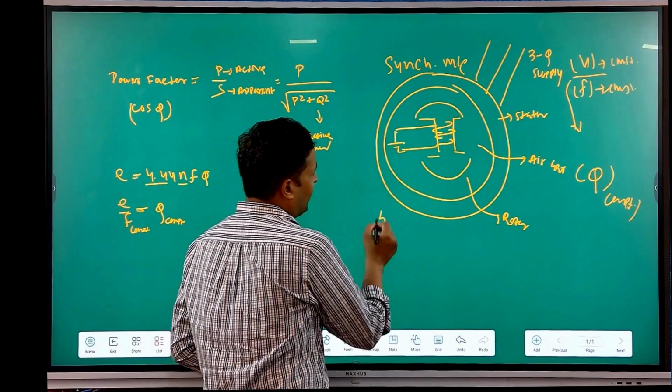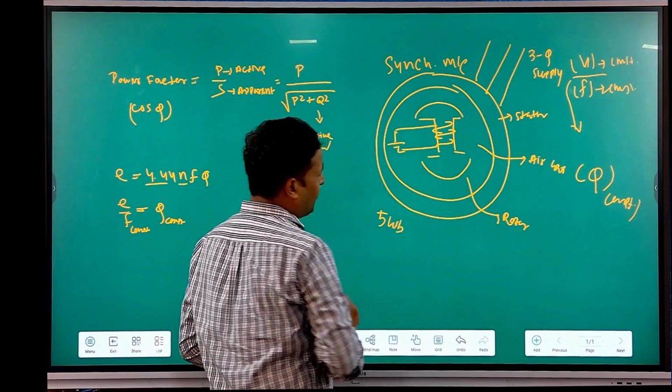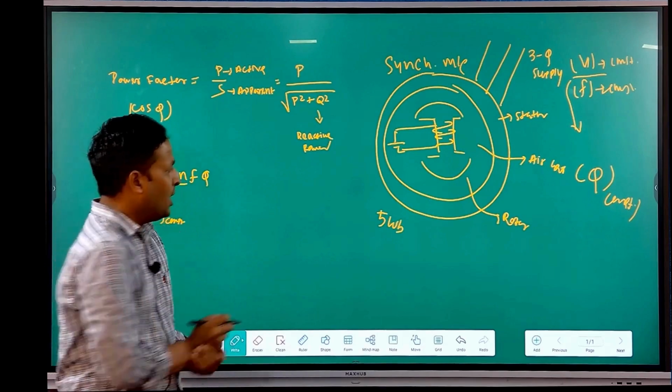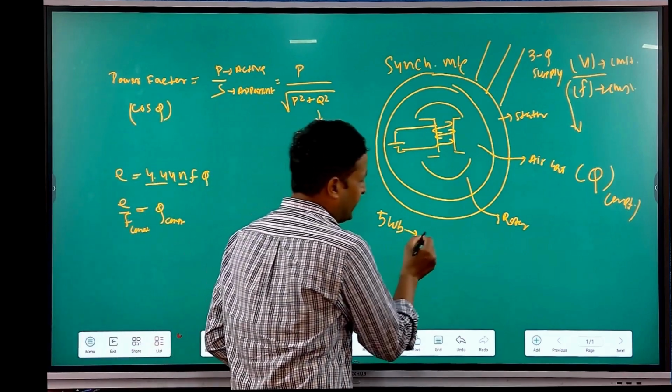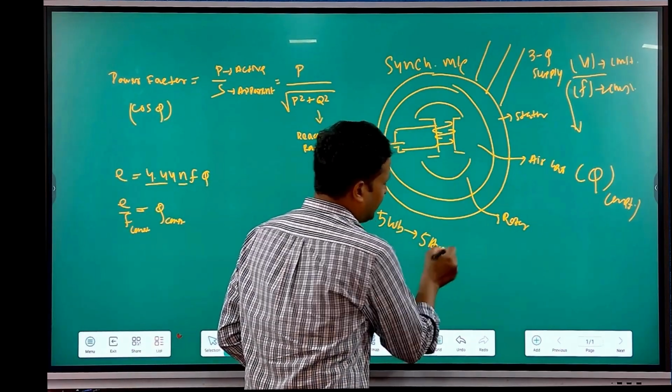Let us take an example. Suppose the air gap flux required is 5 Weber, and to generate that 5 Weber flux, we need a 5 ampere current to be flowing. Let us assume that.